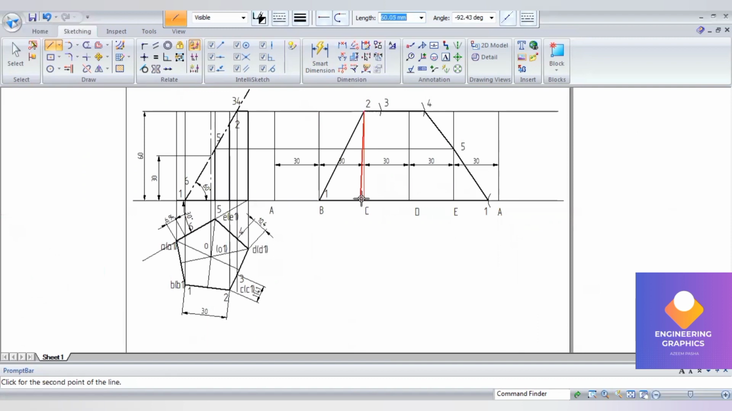Then inside lines I'm going to make thick, wherever the exact section plane is cutting. So I'll be making those lines as thick lines here.